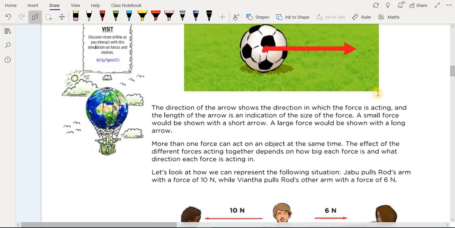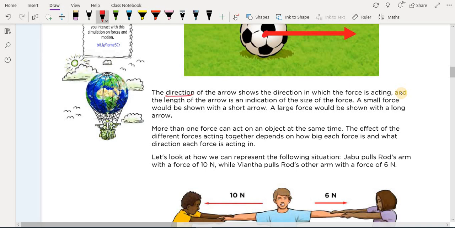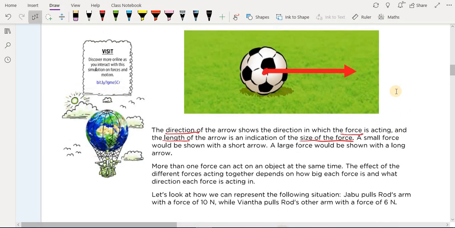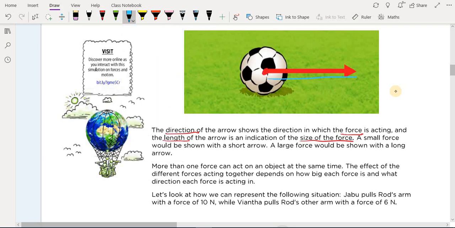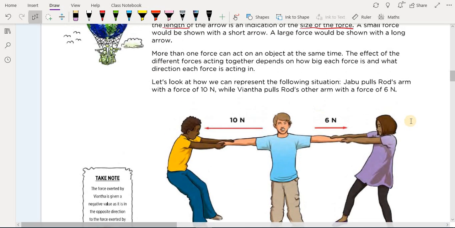Okay. So the direction of the arrow is the direction of the force. And the length of the arrow is basically an indication of the size of the force. So if I wanted to show a bigger force acting on that ball, I would then go along and just draw an arrow that's longer. We're not concerned about the thickness of the arrow. It's really the length of the arrow that gives us an indication of the size. So you know, of course, that we can have more than one force acting on an object. Okay.